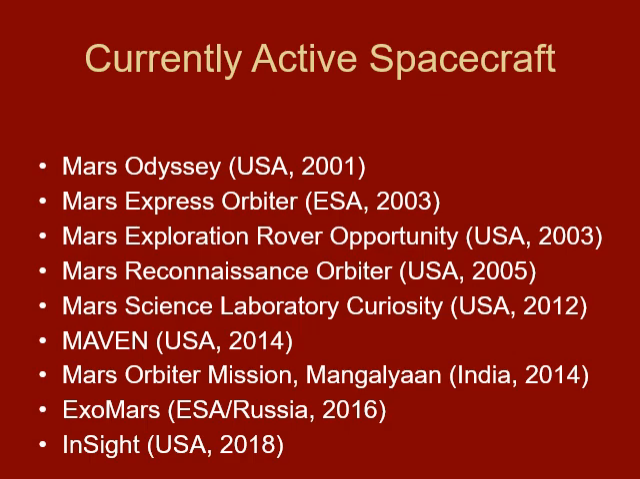Mars Express, European Space Agency, Mars Exploration Rover. Okay, that's listed as currently active. It recently quit working, so that should probably be taken off the list now. But that was a rover there. Mars Reconnaissance Orbiter, the Mars Science Laboratory Curiosity rover that's currently working, the MAVEN spacecraft, Mars Orbiter Mission. That's actually an Indian spacecraft that's been orbiting Mars, studying it. ExoMars is a European spacecraft which has a ride-along Russian probe with it. That one's working, and InSight, the most recent American one from 2018, actually landed on Mars.